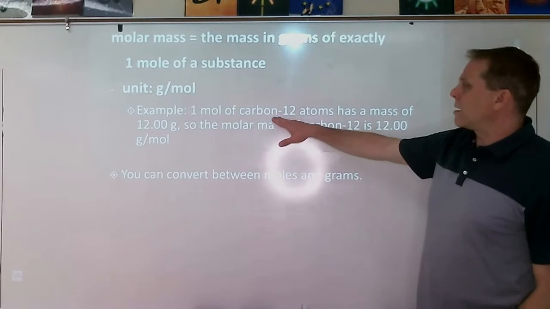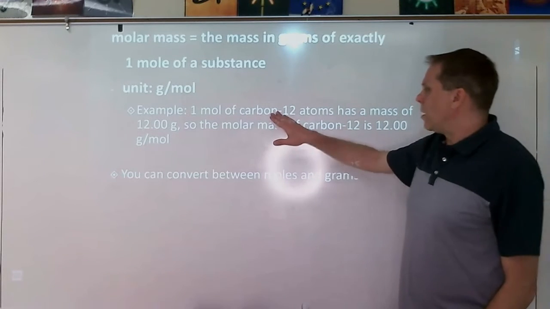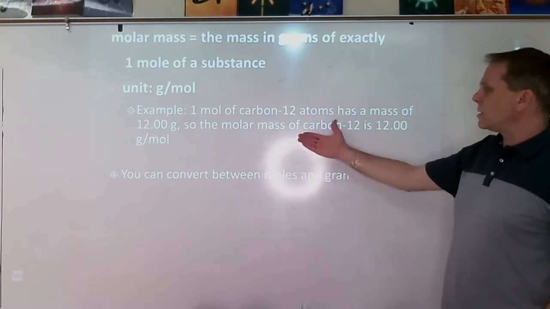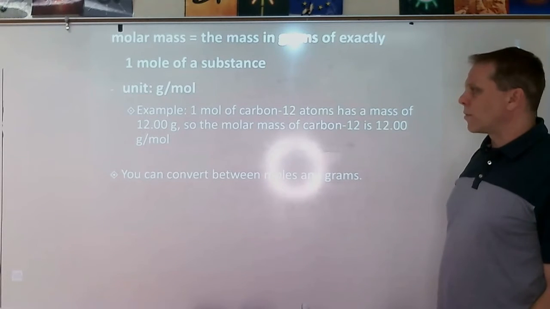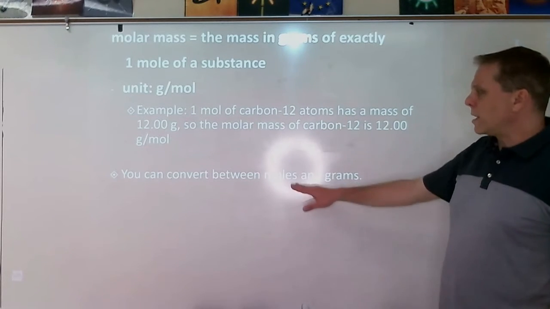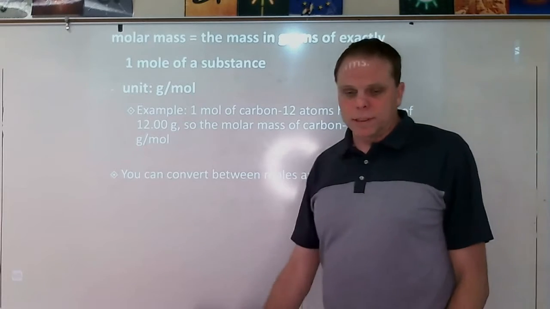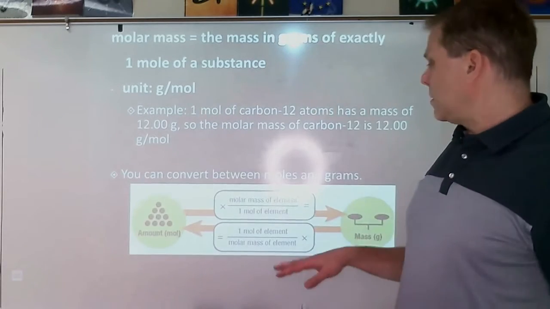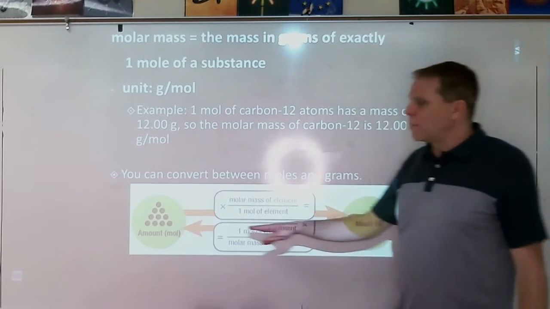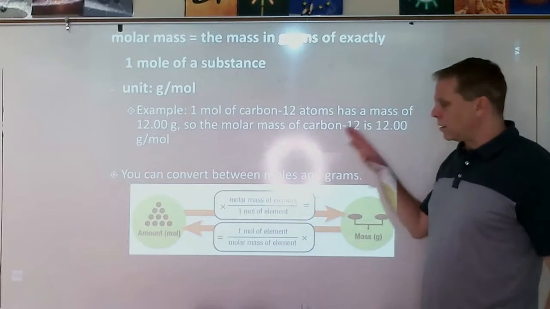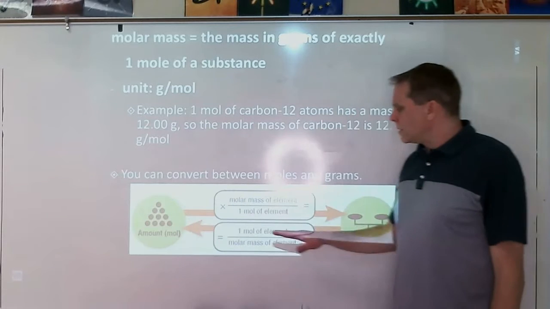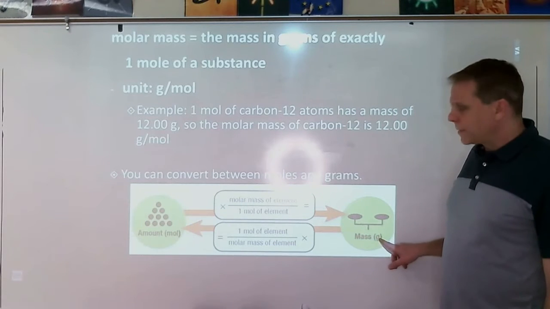So for instance, if I had carbon-12, a mole of carbon-12 would have a mass of 12 grams, right? So we just say the molar mass of carbon-12 is 12 grams per mole. Now, we can convert between moles and grams, okay? And the way you convert is by using, this is a small portion of the mole road. In chemistry, you're going to learn a much bigger portion. But we just convert between moles and the mass, okay?